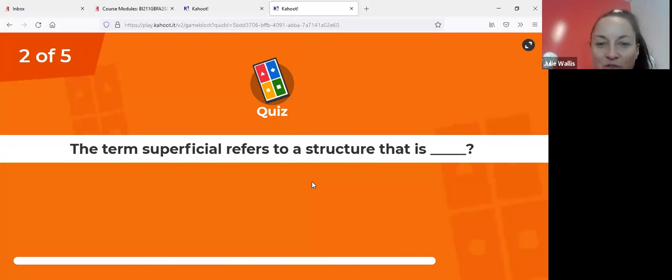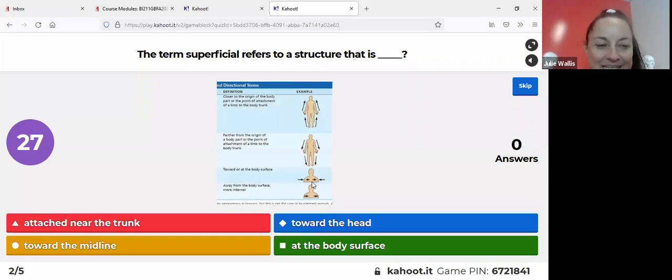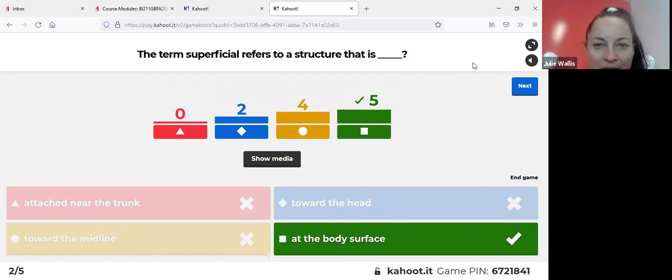All right, the term superficial refers to a structure that is, which of these? Missing one. That is at the body surface. So superficial means that it's more towards the outside or the exterior of something, as opposed to deep, which means that it's deep within the tissues towards the center.